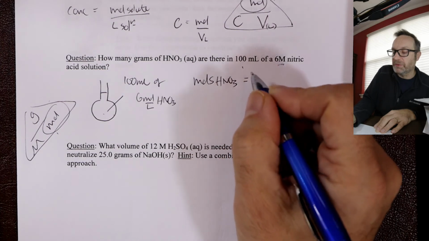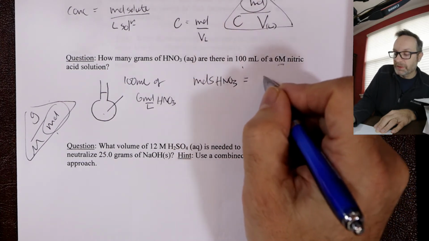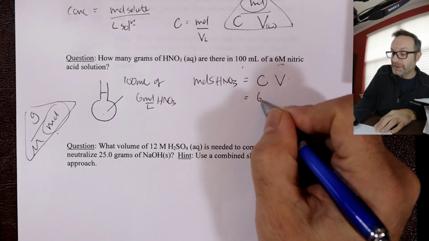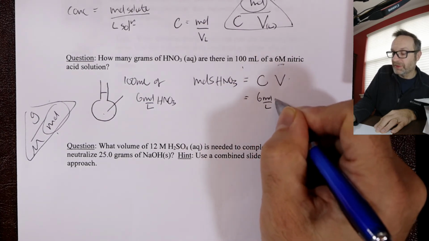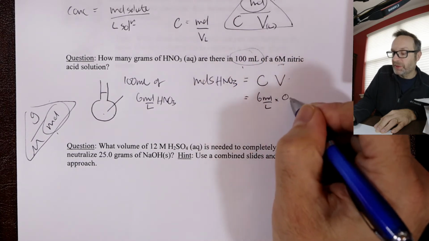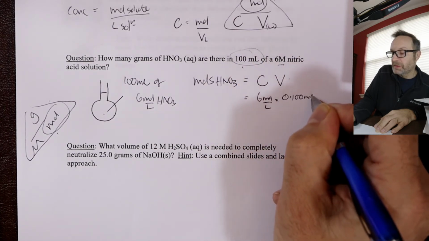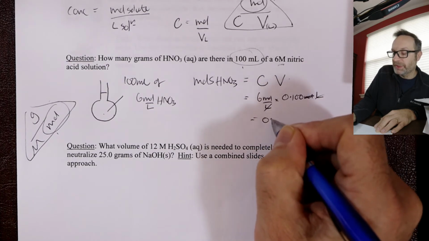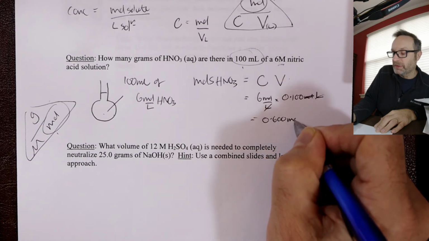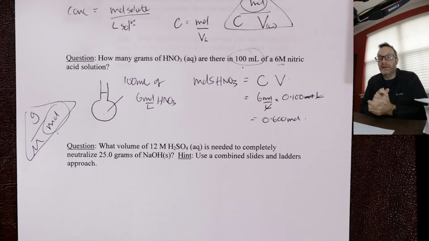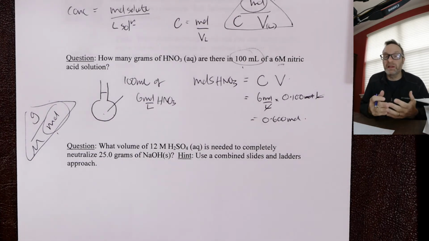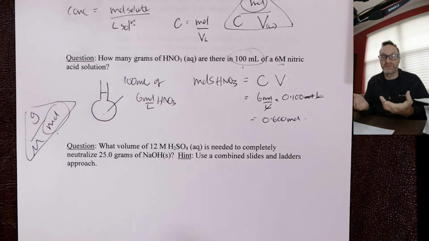Moles HNO3 equals concentration times volume, which equals concentration, 6 moles per liter, times, now careful, that's 0.1 liter, which equals 0.6 mole. So swimming around in there, I've got 0.6 moles. Makes sense, right? It's 6 moles per liter strength, and I've got 0.1 of a liter, so it's a tenth of the number of moles for 1 liter.